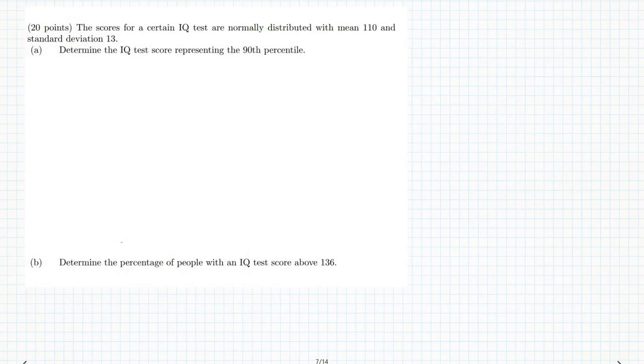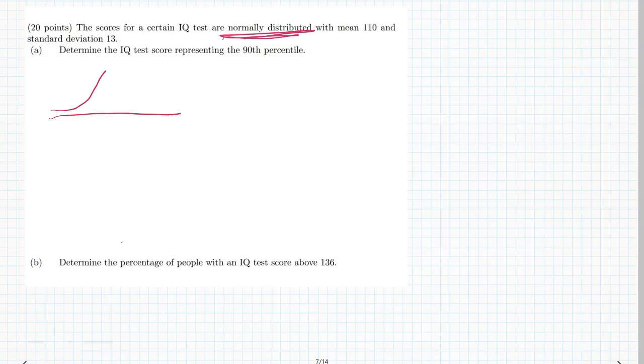All right, so now moving forward, we want to talk about normal distributions. The scores for a certain IQ test are normally distributed with mean 110 and standard deviation 13. Determine the IQ test score representing the 90th percentile. So what you have is something like this, and you're looking for a 90th percentile. So you're looking for somewhere where all this area is 90%. Okay?